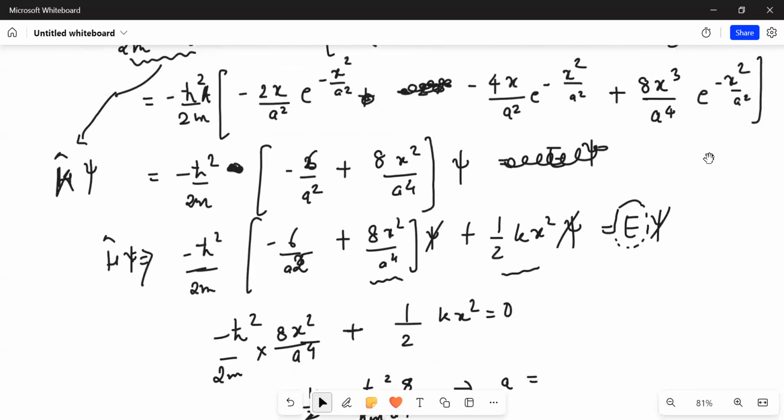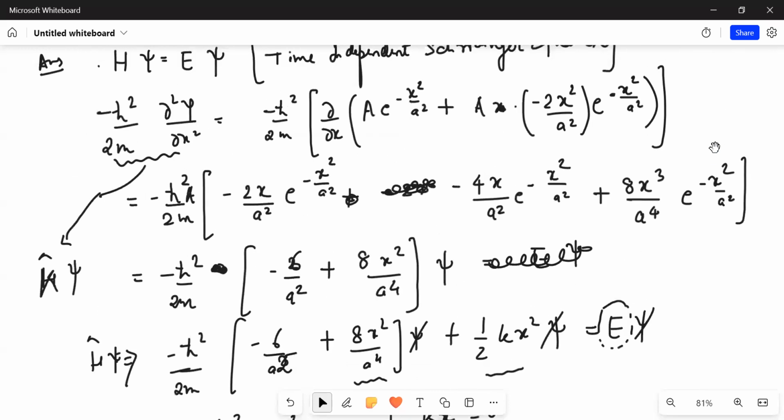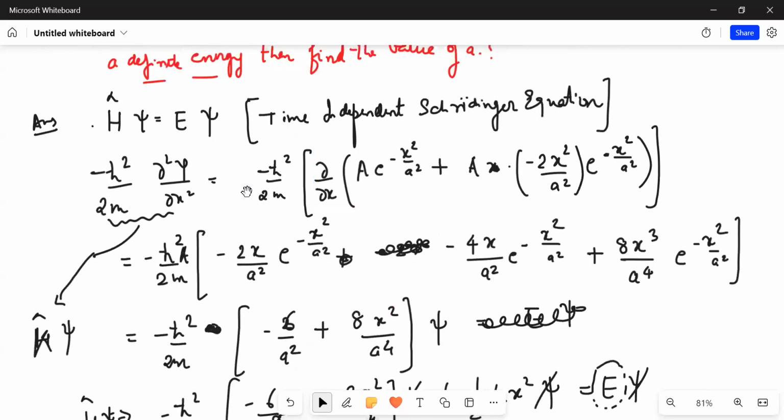I think there's some mistake somewhere. We have to see if there is a mistake. Let us try to find the mistake. So minus ħ² upon 2m, this is ∂/∂x of e^(−x²/a²) plus a into minus 2x² upon a², e raised to power minus x² upon a².